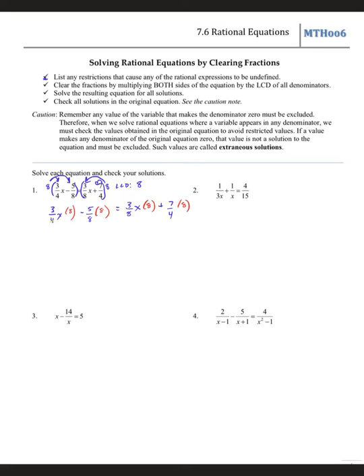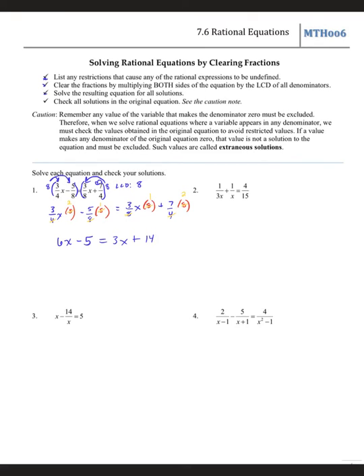So the first one, 4 goes into 8 2 times. 2 times 3x is 6x. And then we have minus. 8 goes into 8 1 time. 5 times 1 is 5. Equals 8 goes into 8 1 time. 3x times 1 is 3x. And then we have plus, and then 4 goes into 8 2 times. 2 times 7 is 14. So that would be the second step up here. Well, we cleared both sides.